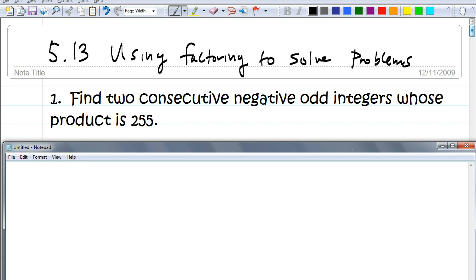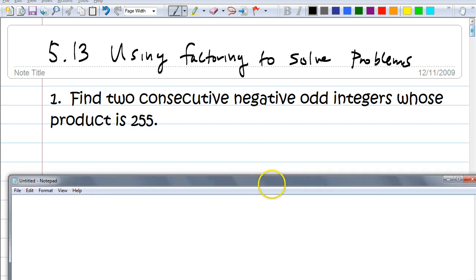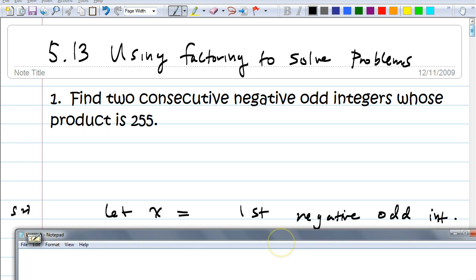How many unknowns do we have here? Two. What are we looking for here? That's right. So how many do we need? Two of them, right? So we're going to let x be the first consecutive negative. That's important, we want negative, we don't want positive. So x is the first consecutive negative integer.